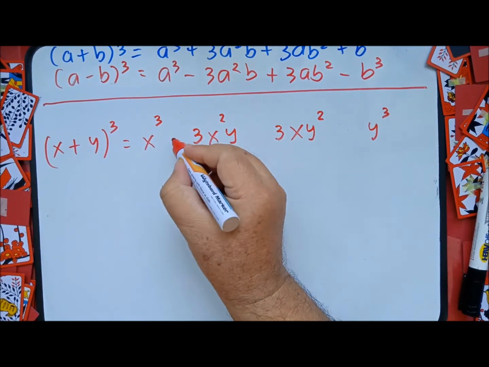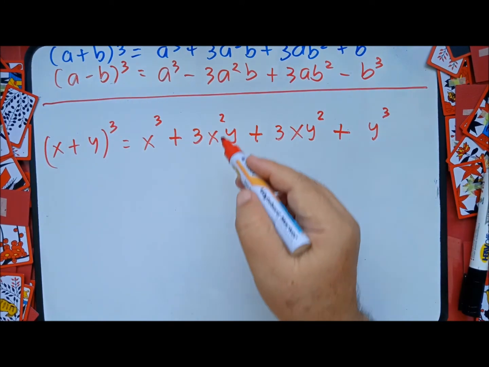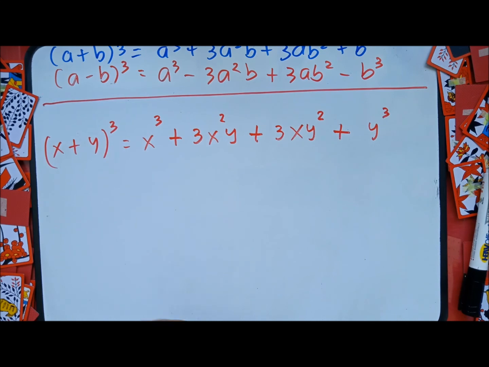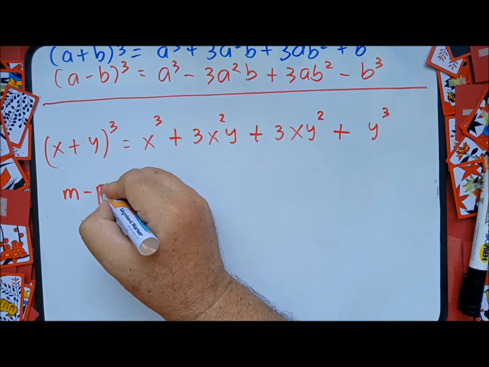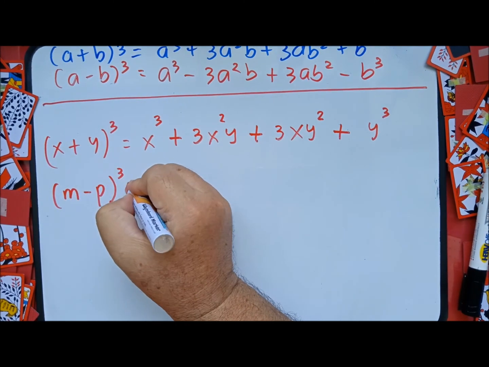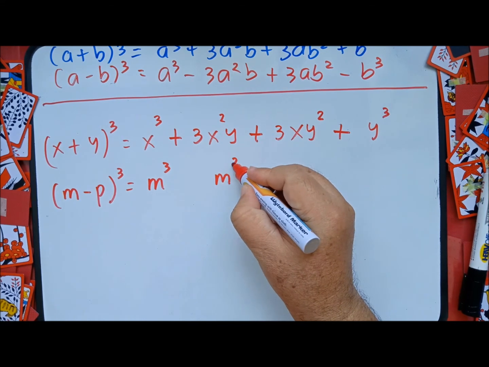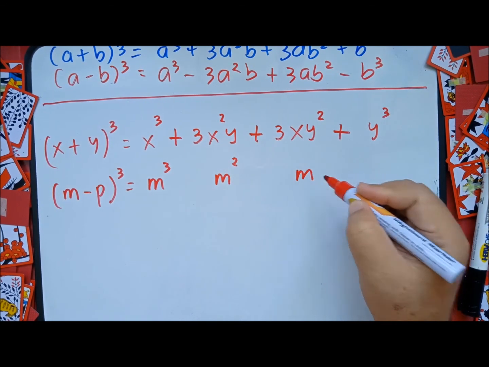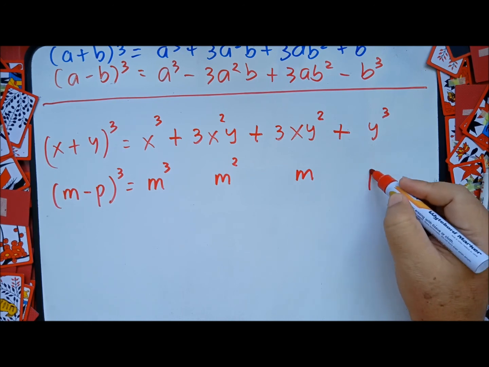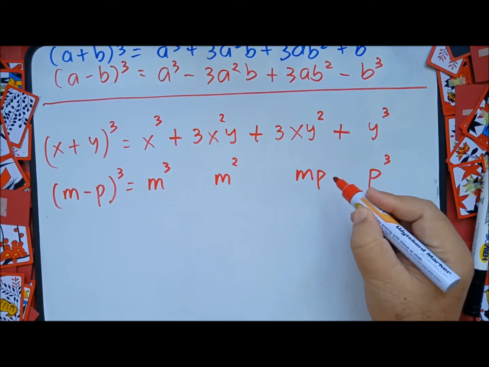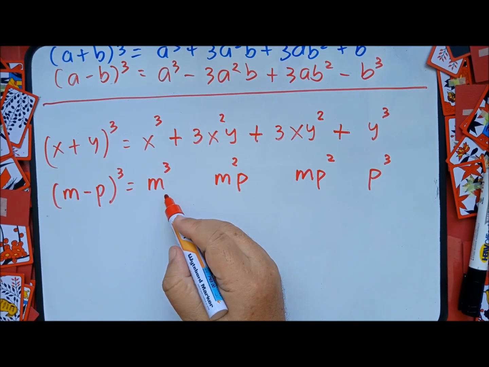If this is positive, then I will put positive here. Same? Yes, the same. How about negative? m minus p cubed. m cubed, m squared, m, no more first term. Then p cubed, p squared, p, no more second term.